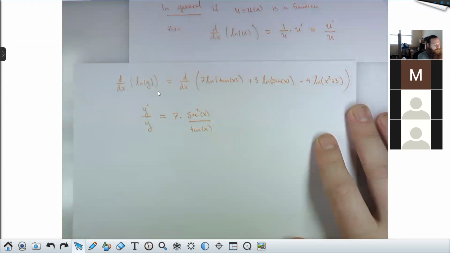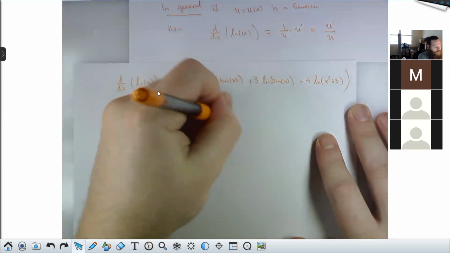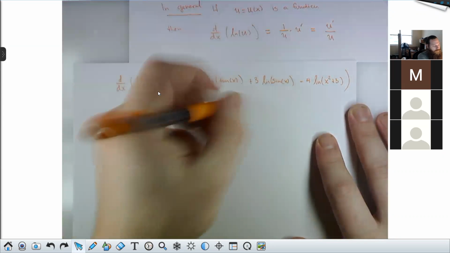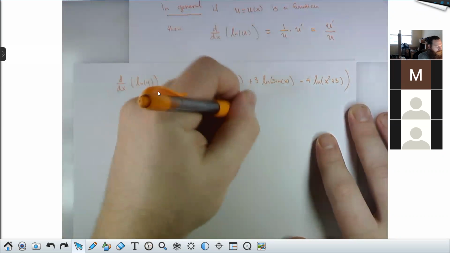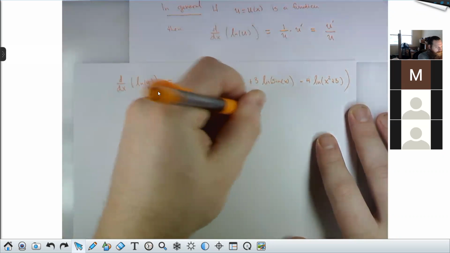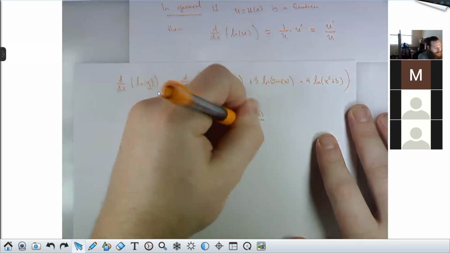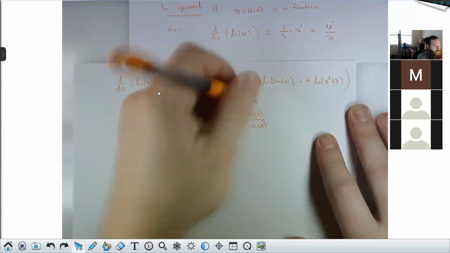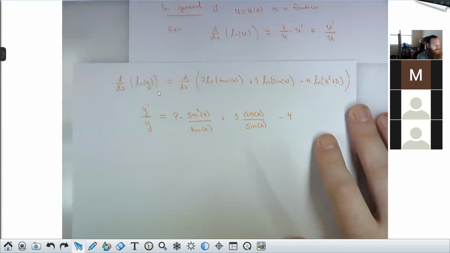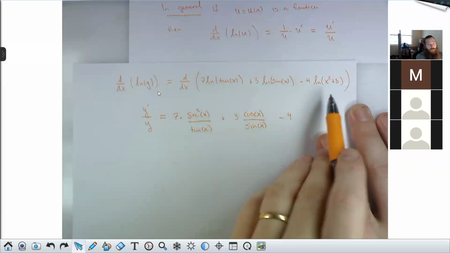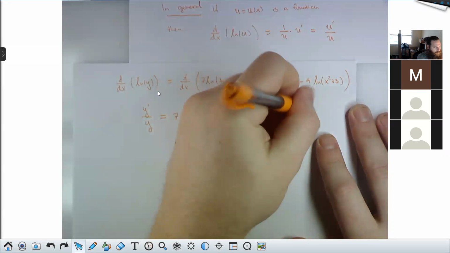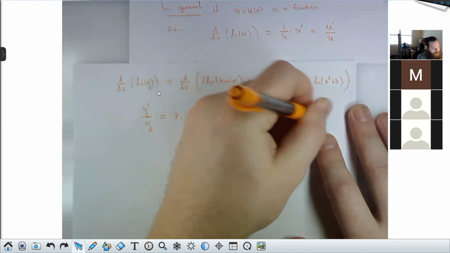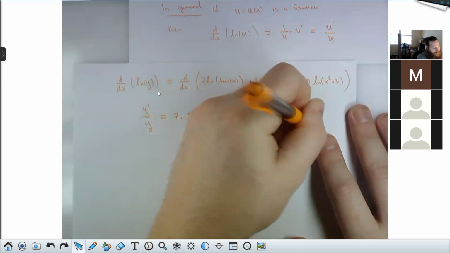plus 3 times the derivative of ln sine, which is the derivative of sine over sine, minus 4 times the derivative of ln x squared plus 3, which is going to be the derivative of the inside, 2x, over the inside, x squared plus 3.